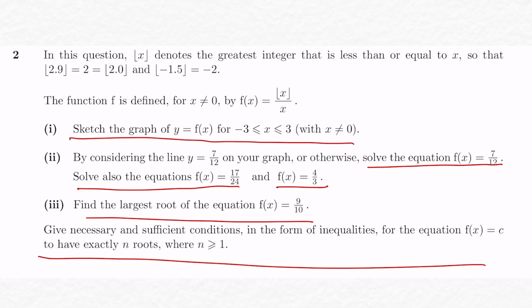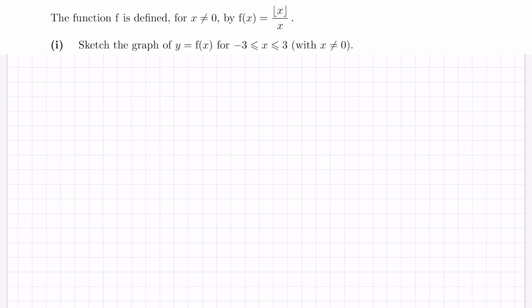And then finally, in this last part, I'm going to have to notice something because they want me to generalize it for any c. So it's essentially asking me to show that I have n roots for a value of c. So I need to pick up on what I'm doing in part 2 and part 3. Okay, so now let's get into it. Let's start and actually have a solve of this question.